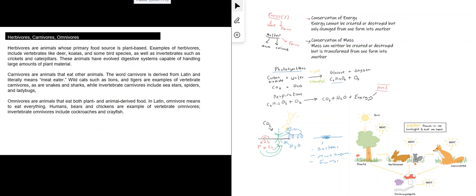So they're the three groups, if you like, called herbivores, carnivores, and omnivores, and it's based on what they eat. Herbivores eat plants, carnivores eat meat, omnivores eat plants and meat.